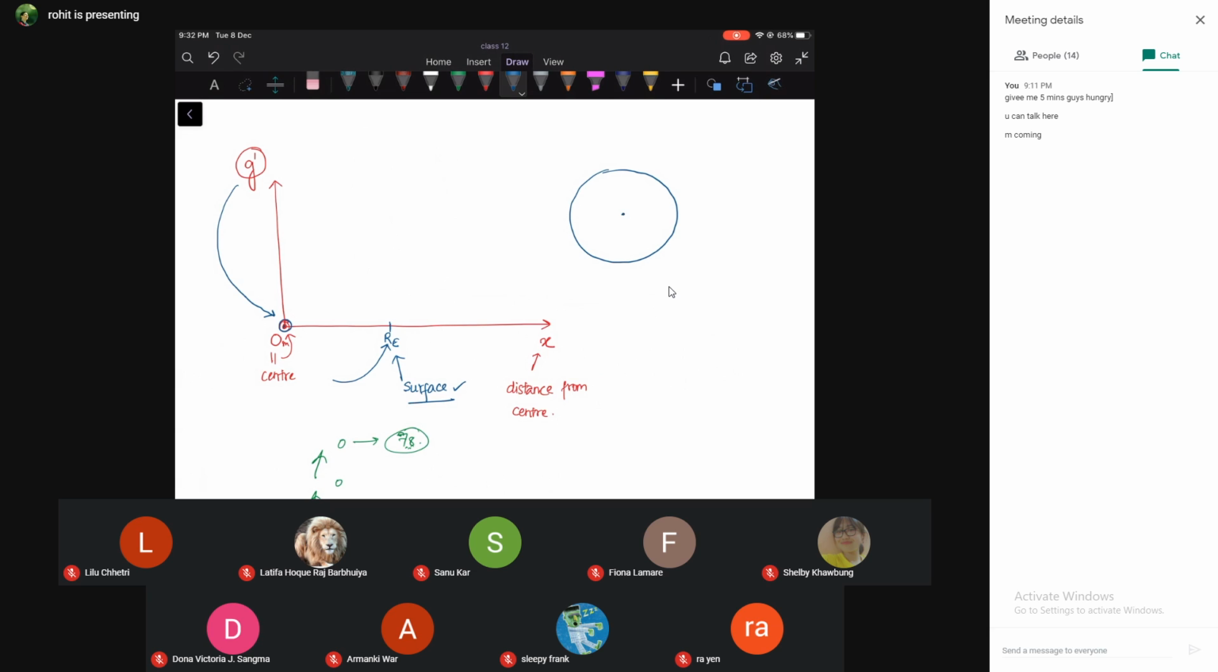This is your center. I'm telling you X is the distance between the point and the center. So I've just taken different points. I'm taking a point here. Here the X is 0. Here X is less than RE because we are inside. Somewhere here X will be equal to RE because we are on the surface. Somewhere here X will be greater than RE. That means we are at some height, no?